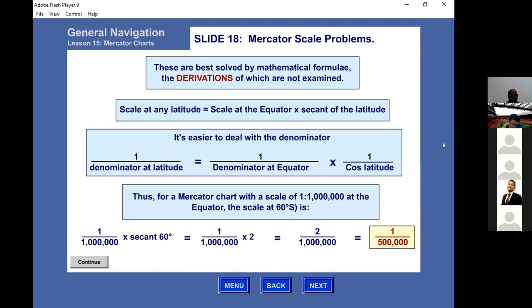What did I tell you? Like what you see in front of your screen, you use only the denominator, the lower portion. In which case you will get 1 million into 0.990268. Yes or no? Scale at 8 degrees is equal to 1 by 1 million into 1 by cos 8 degrees. Cos 8 degrees is 0.990268. So 1 million into 0.990268, you get how much? 990268. That is your scale at 8 degrees.